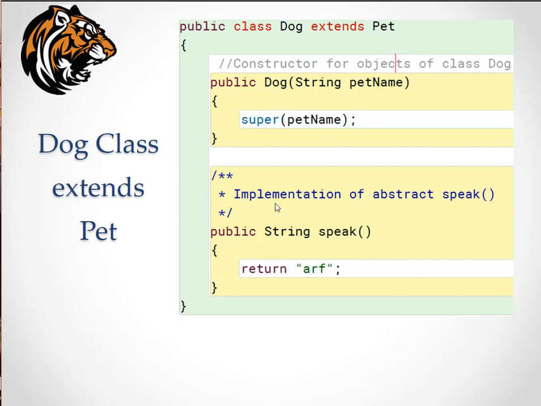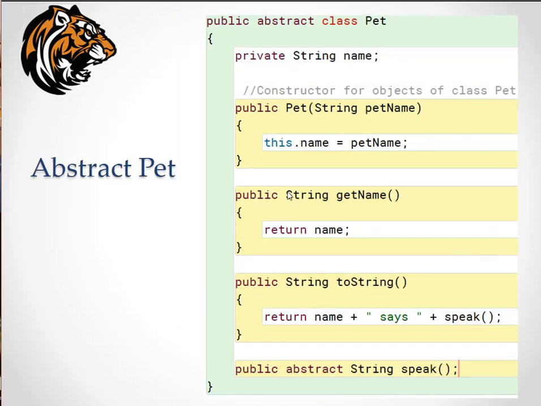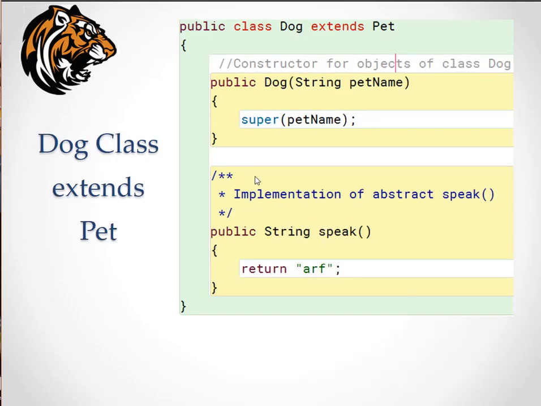One thing to note is that you don't need to implement the methods that were fully implemented back in the pet abstract class. For example, going back here, the getName and the toString, you see those are not being implemented or even included in the dog class. They don't need to be, because you can simply use the getName and toString methods of the super abstract class. They will work just fine for the dog.